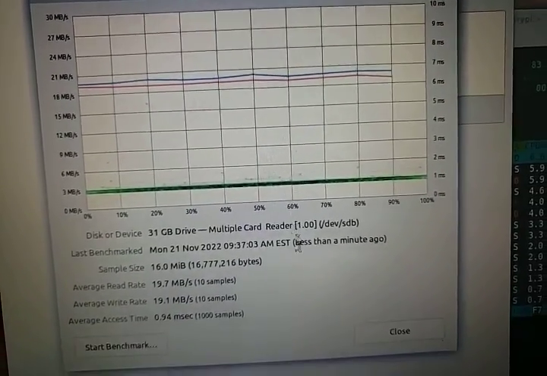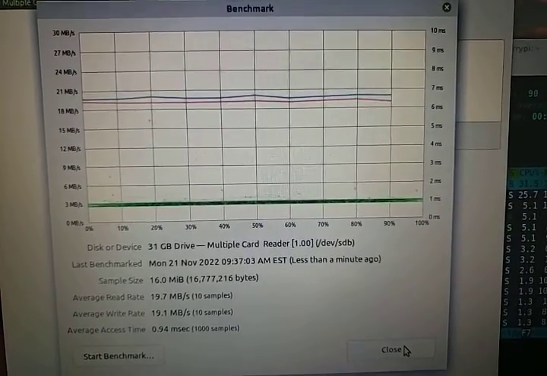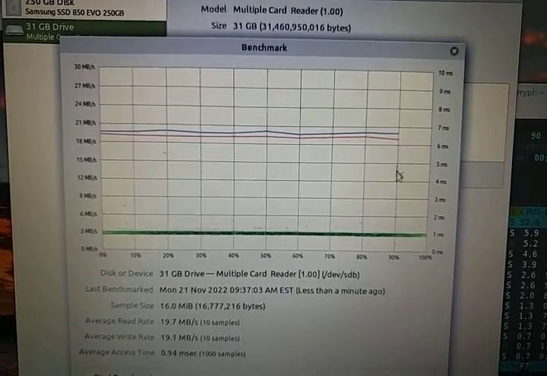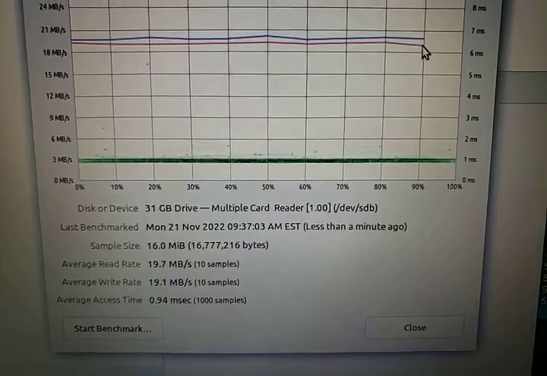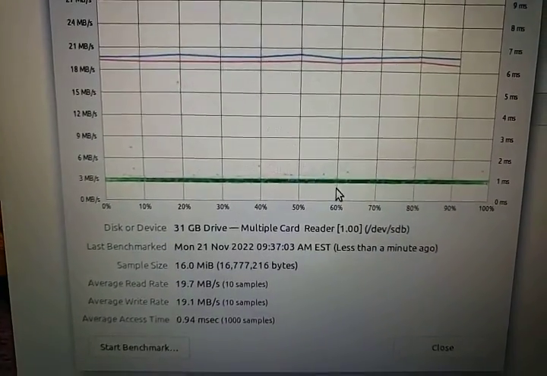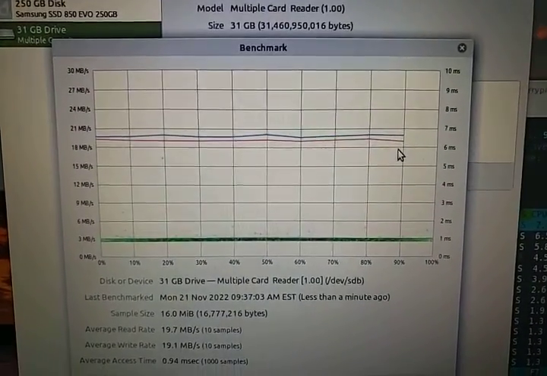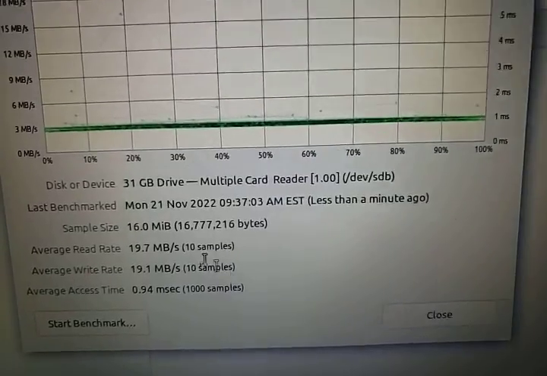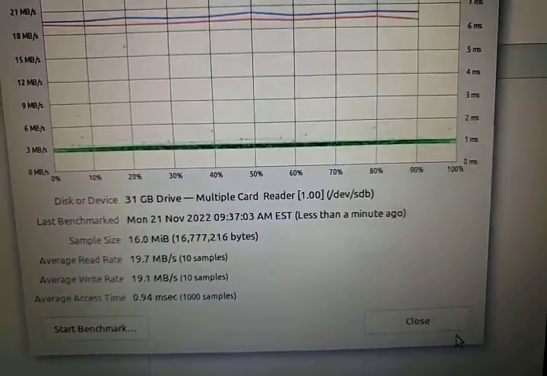which has been consistent with all the other microSD cards from this company. When they work, they give this speed. Something is not good, as you can see. Stopped at point 99. Still running, I think. Okay, I think it's finished. 10 points. 1, 2, 3, 4, 5, 6, 7. Yeah, it's finished there. So it's 19.7, 19.1 read and write access.